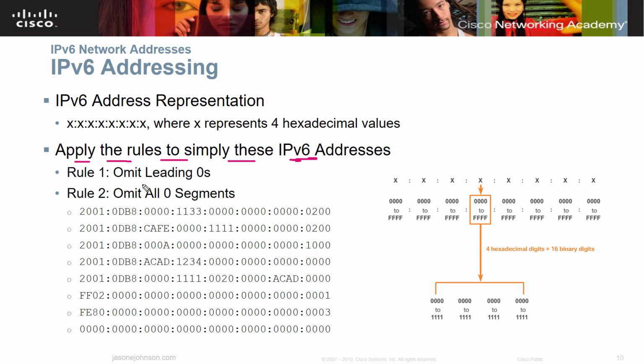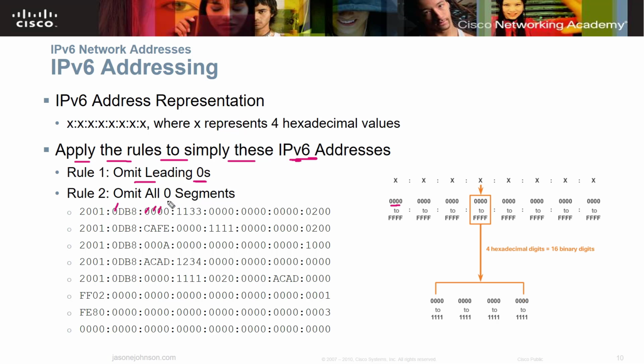The first rule is you can omit leading zeros. When I have a V6 address, it says 0000. I have that hextet right there, and it's called a hextet. When I have that, I can just write that as a 0. As long as I put the colons in between, I know that is actually 4 zeros. So I can omit leading zeros. For example, right here, I can write this one as 2001:DB8:0:1133. Notice how I eliminated the 3 leading zeros there.